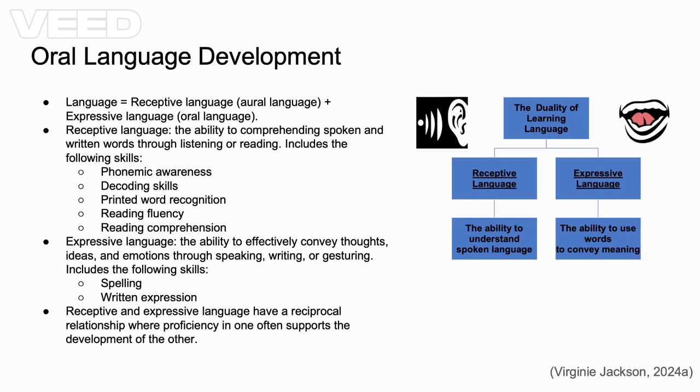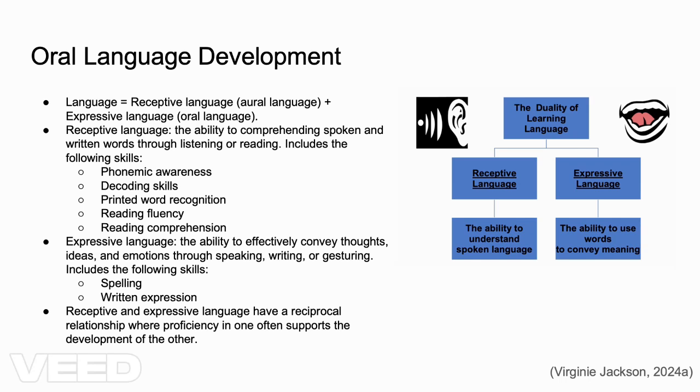So let's talk about oral language development. To talk about oral language development, we first need to establish what language is. So when we're speaking of language, we're generally talking about receptive language, aural language, in addition to expressive language, or oral language. Two very similar words, but very different. Oral, with an O, relates to speaking. Aural, with an AU, relates to hearing.